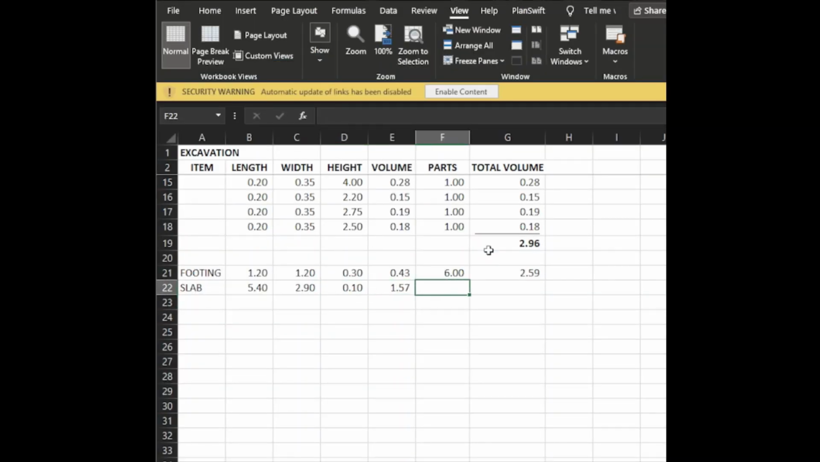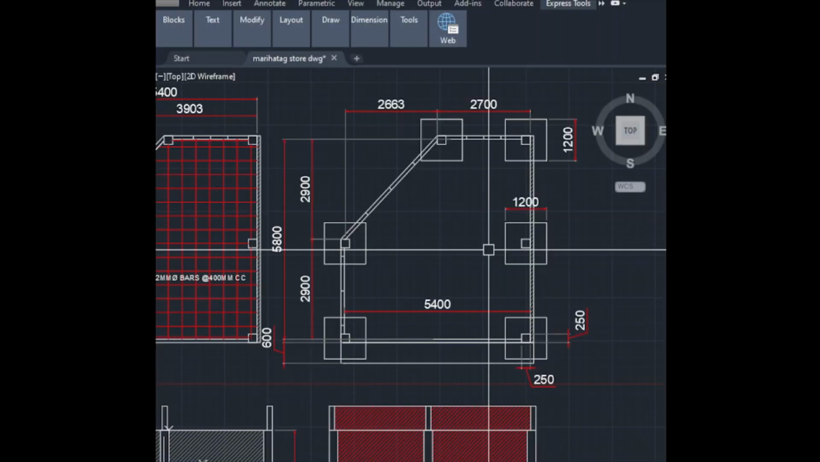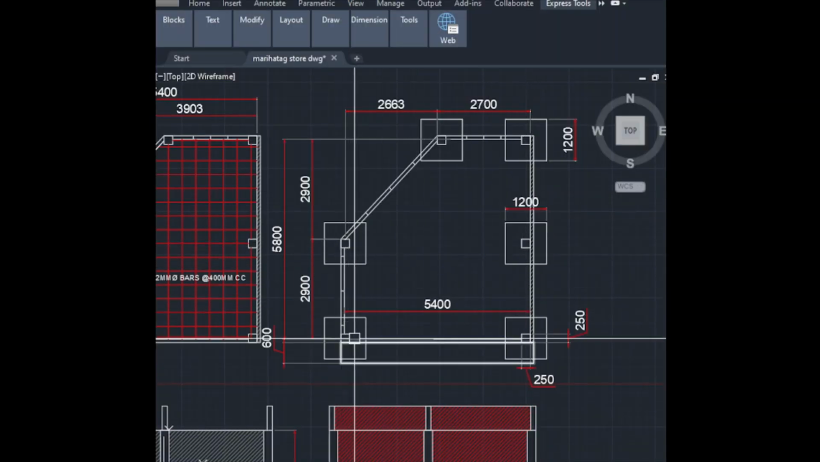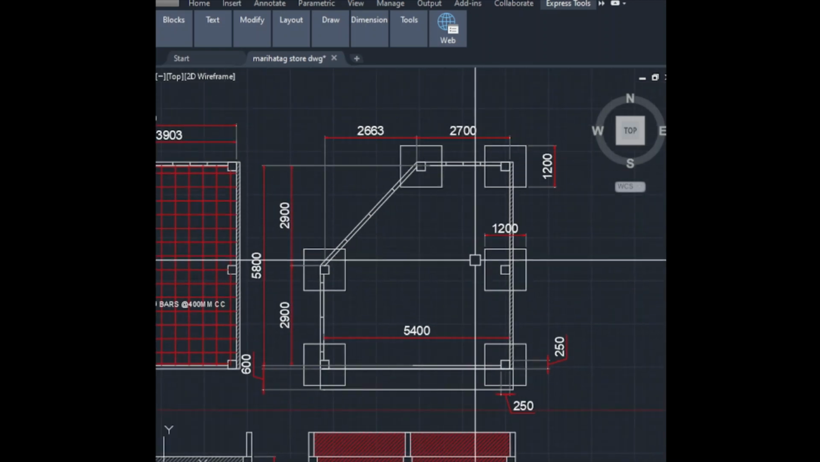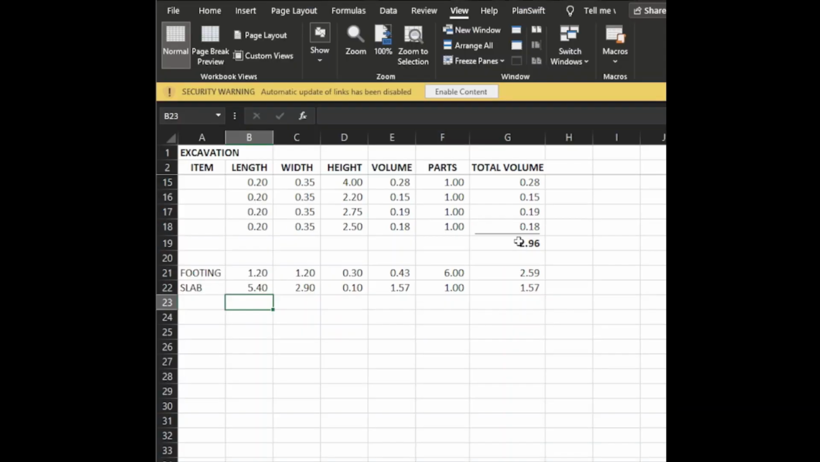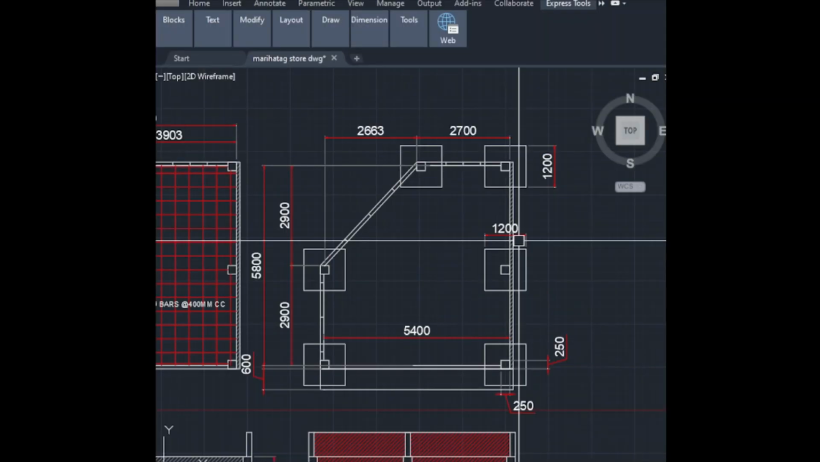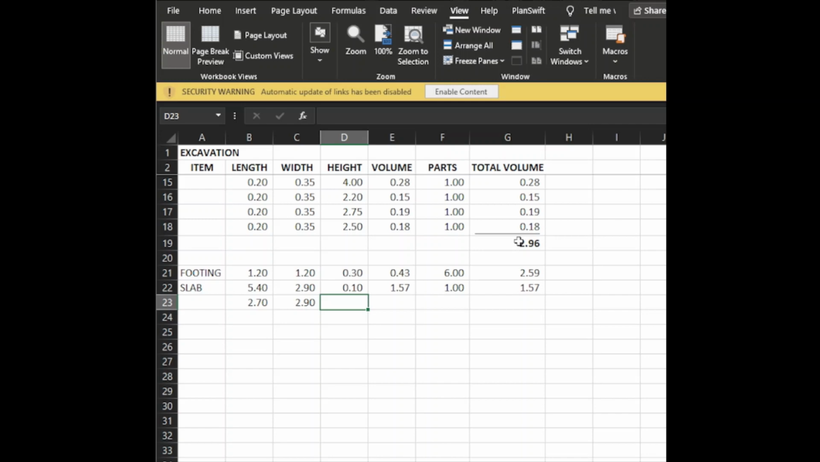So the volume is, this is one part, and 1.57. So this is the first part. The next is we will get this part, 2.7 by 2.9, also 0.1 for the thickness, so the volume is 0.78, one part, then the volume is 0.78 because it is only one.